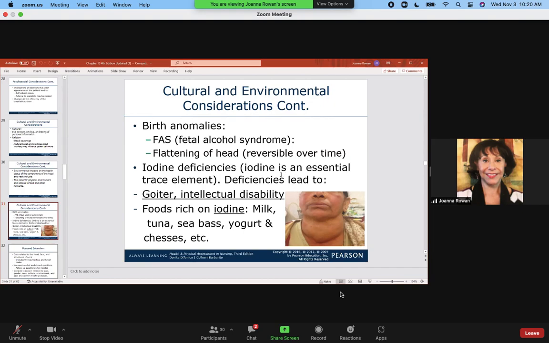Iodine deficiencies. Iodine is an essential trace element. Deficiency, though, can lead to goiter. This is goiter. You see the neck, how thick it is there. So when a person has a deficiency of iodine, they can develop goiter and intellectual disabilities. Foods rich in iodine include milk, tuna, sea bass, yogurt, and cheeses. Make sure that you know that.